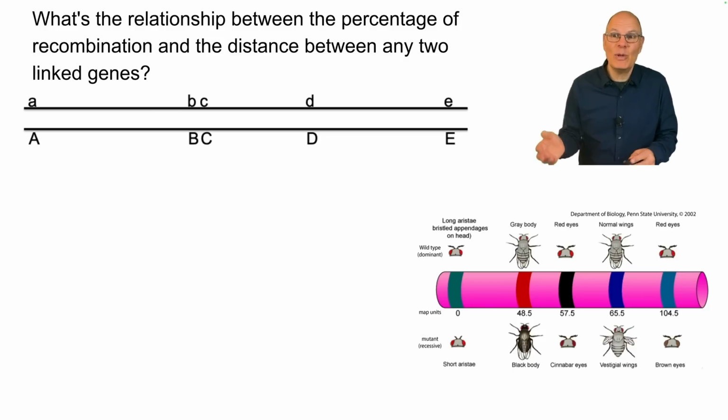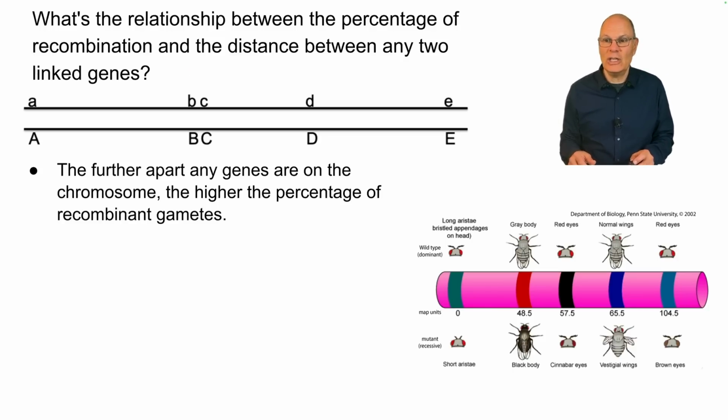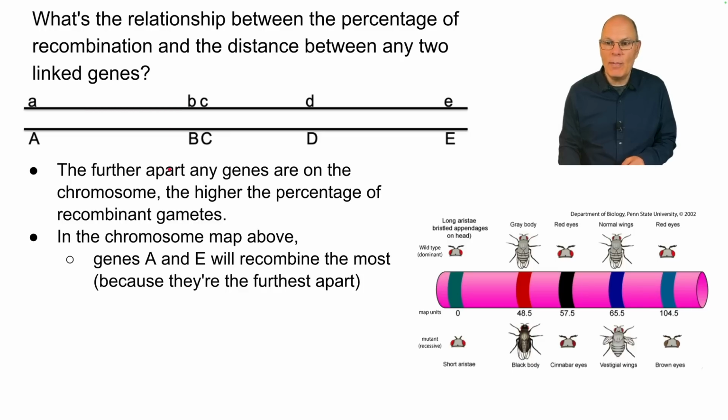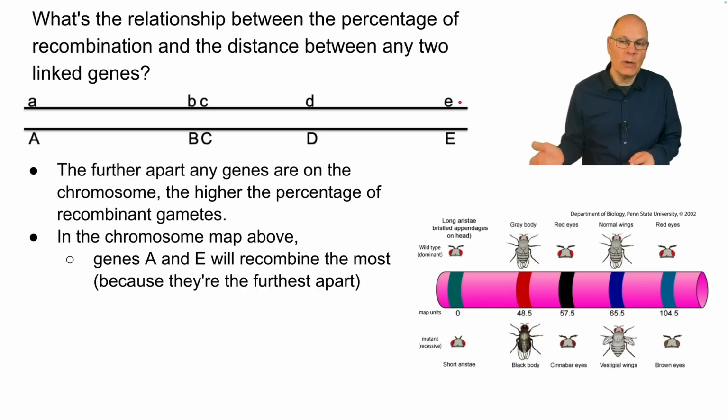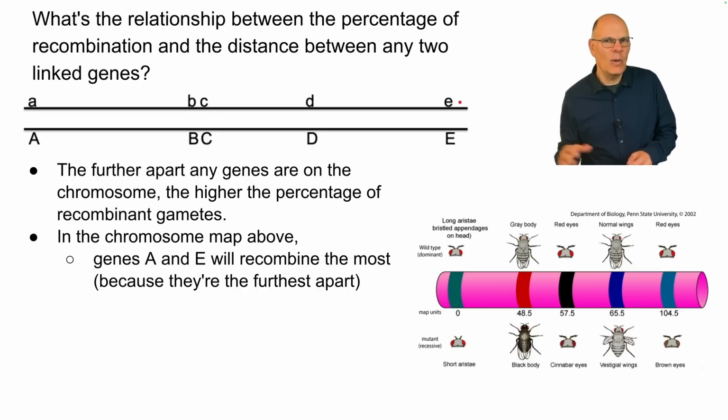What's the relationship between the percentage of recombination and the distance between any 2 linked genes? The further apart any genes are on the chromosome, the higher the percentage of recombinant gametes. In the chromosome map above, genes A and E will recombine the most because they're the furthest apart. In other words, there can be crossing over here, over here, over here, and all of those will get little e to jump over here and big E to jump over here. That's going to look like recombination. That's going to almost look like independent assortment because they're so far away.